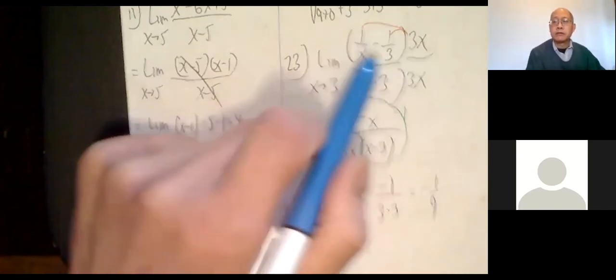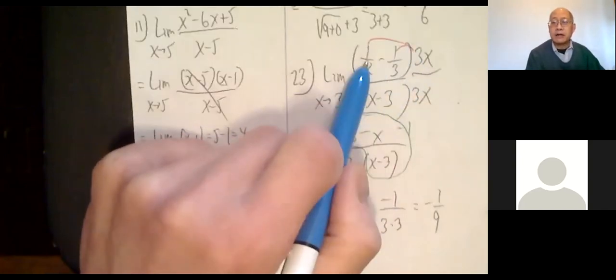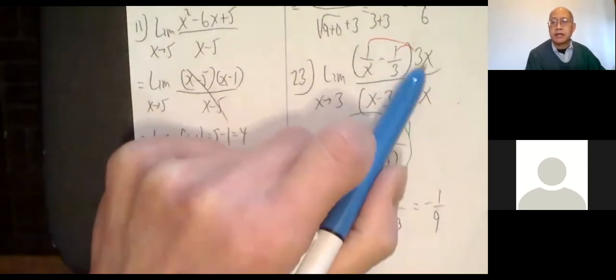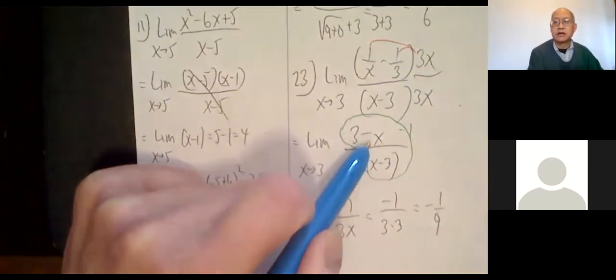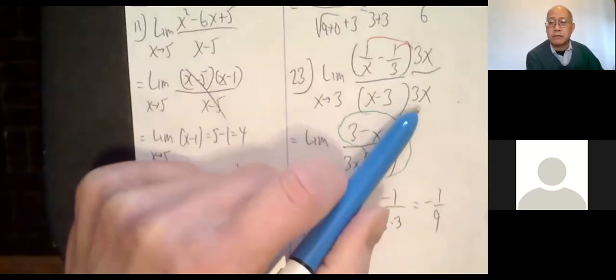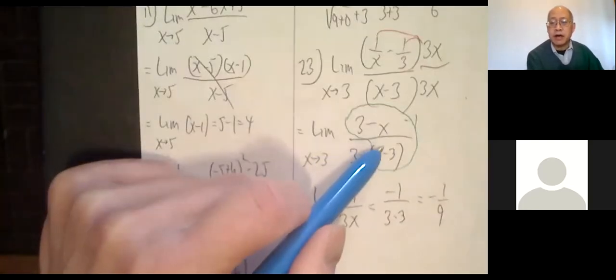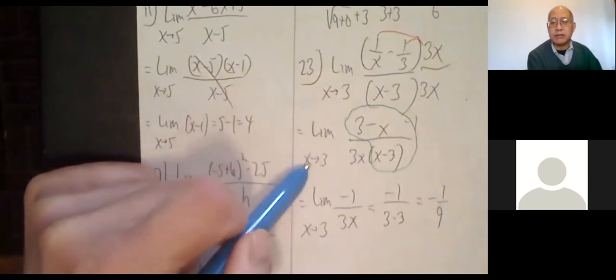And then I distribute. So that times that is 3. That times that is minus x. Don't multiply at the bottom. Leave it as 3x times x minus 3. Notice I keep writing the limit, x approaches 3.